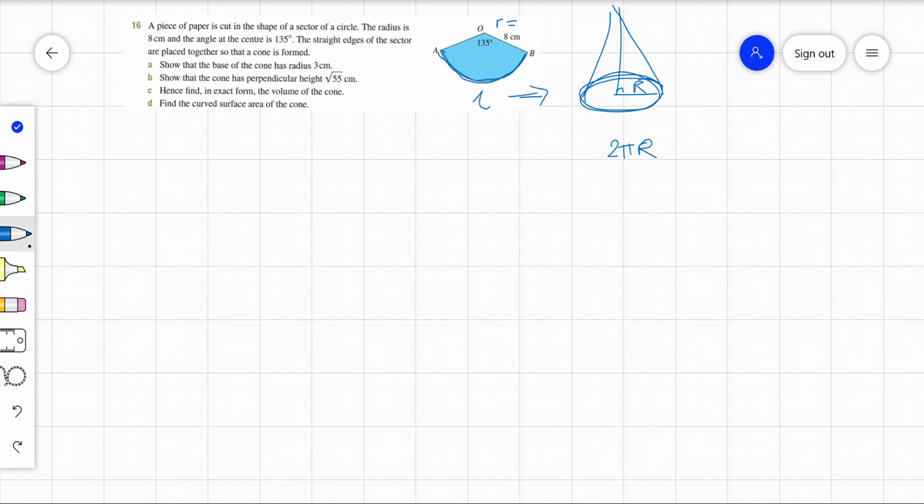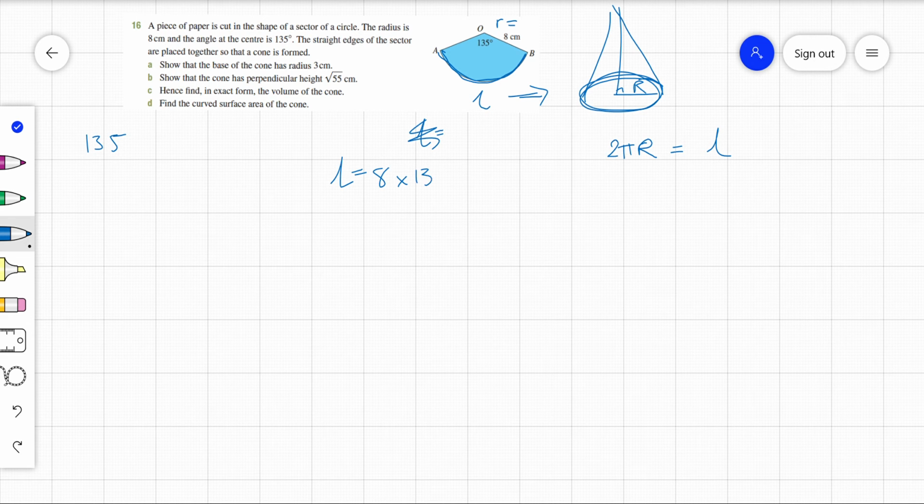So the circumference, 2 pi r, is going to equal the arc length from the original. So let's find the arc length. Arc length we know is r theta. Our angle is 135 degrees, so let's first change it. Oh, we can do it all together. Don't mind me, just give me a bit of room. So L equals R theta.